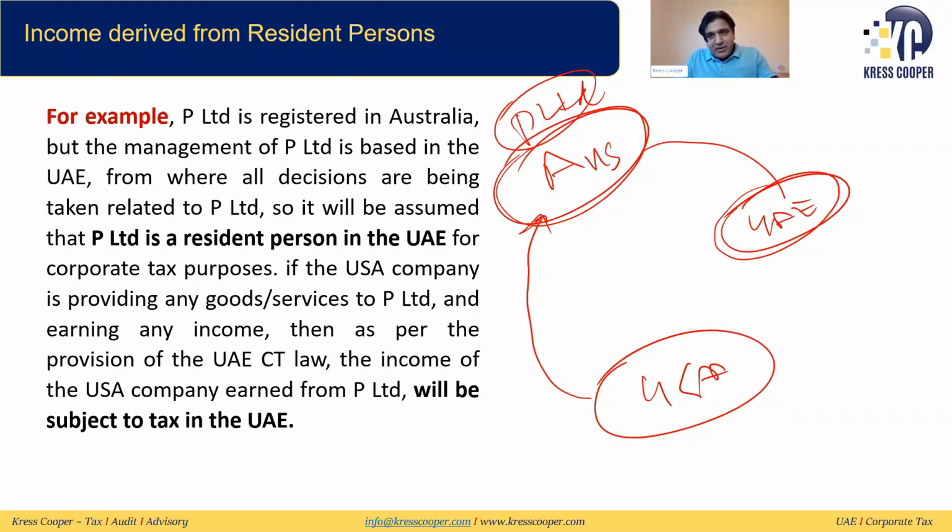This is a resident person. The worldwide income will be subject to tax. If the USA company is providing any goods or any services to the pre-limited, then the income of the USA company will be subject to tax in the UAE because this income is attributable. This income has been derived from the UAE resident person. So this is the first category. They will discuss the UAE sourced income.